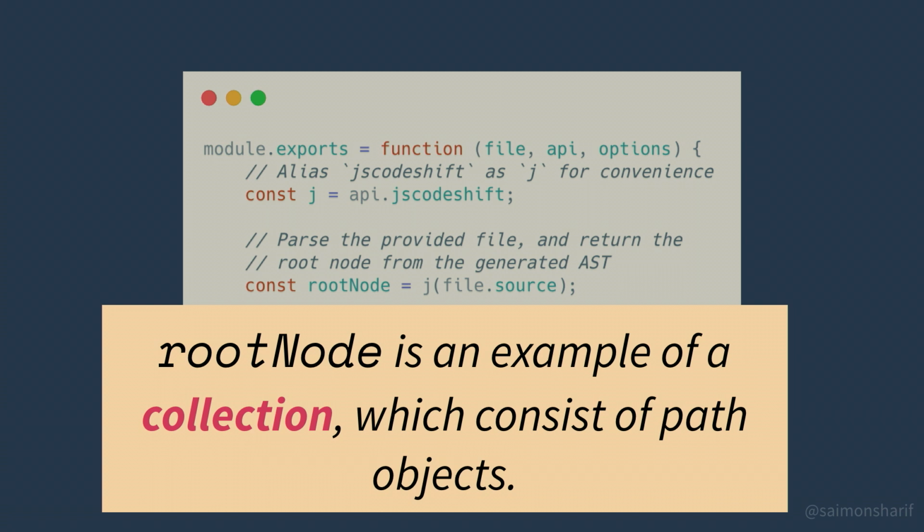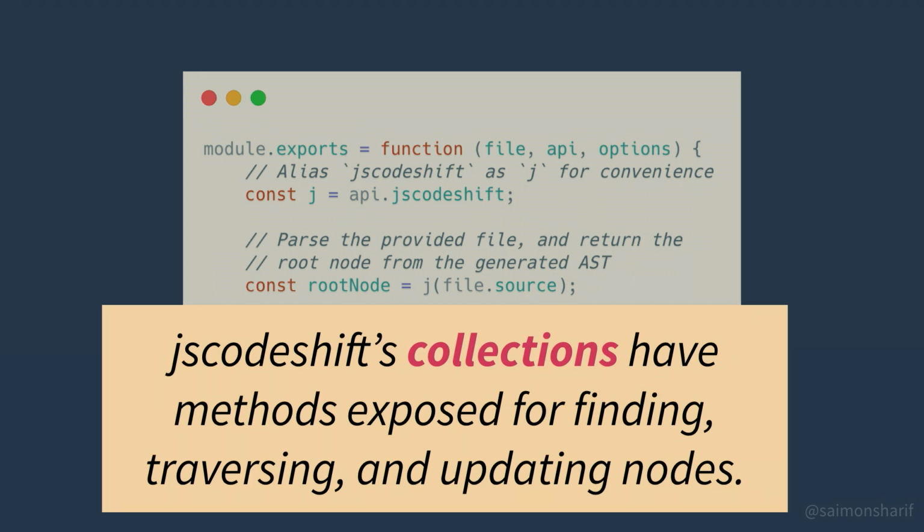So we saw that root node from before. Let's talk about that real quick. This root node variable is an example of a collection in JS CodeShift. These collections consist of Recast's path objects. All the path objects we have from Recast, we just group them together, and then we have this collection in JS CodeShift. And those path objects are the actual nodes in our abstract syntax tree. Those collections are pretty great because JS CodeShift exposes methods for finding, traversing, and updating the nodes in our abstract syntax tree. The API is extremely convenient, and we're going to see it in a second.